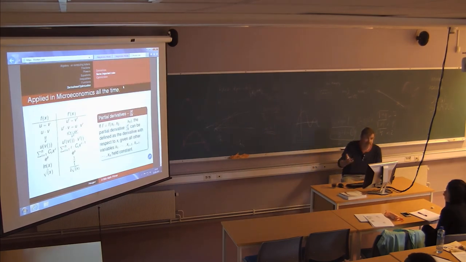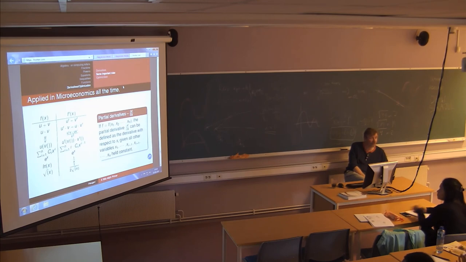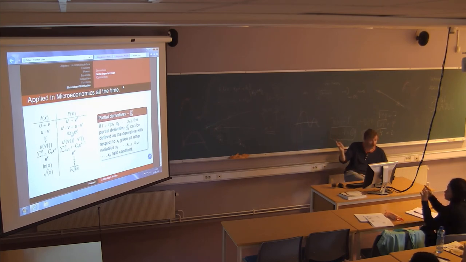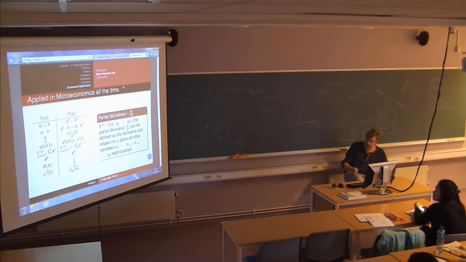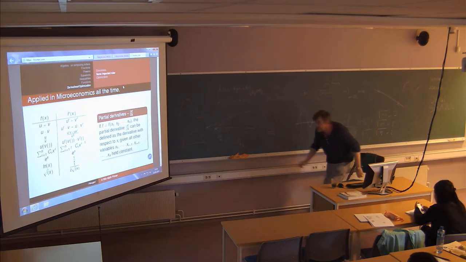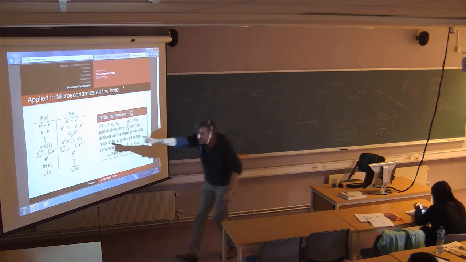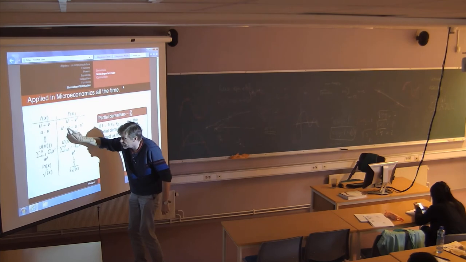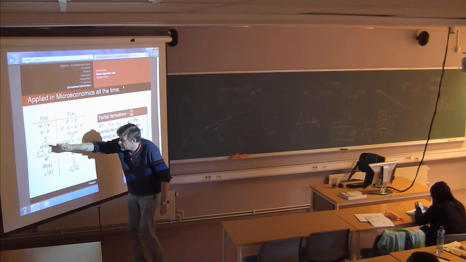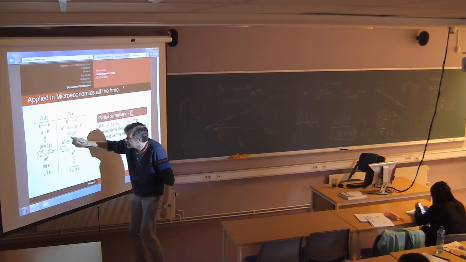Now given these, we can construct a lot of rules. You've probably seen these at some point, hopefully. If you add two functions, you can take derivatives of each of the functions and add together, like in the first case here. If you multiply two functions, like in the second case here, u times v, you just take the derivative of u, multiply by v, and add u times the derivative of v. If it's a fraction, the formula looks like this.